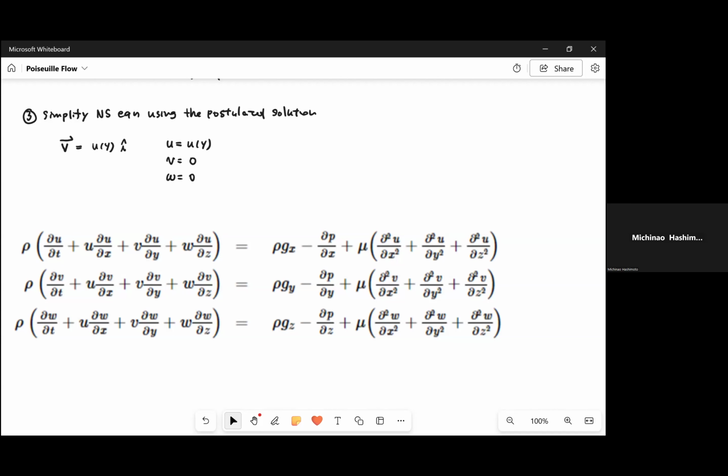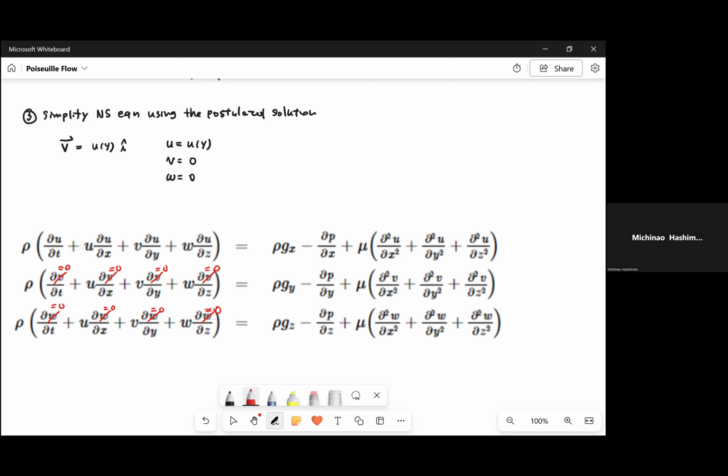Okay, so we can do the same thing. Let's start with the clean up. v and w equal 0, so all the terms in the v equation equal 0, and all the terms in the w equation also equal 0.